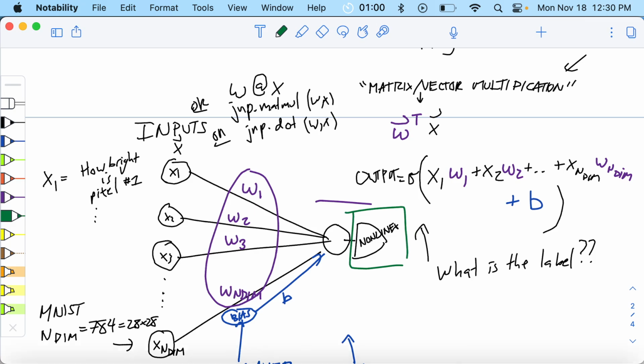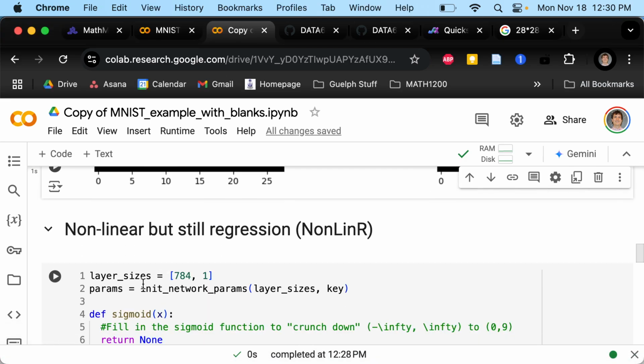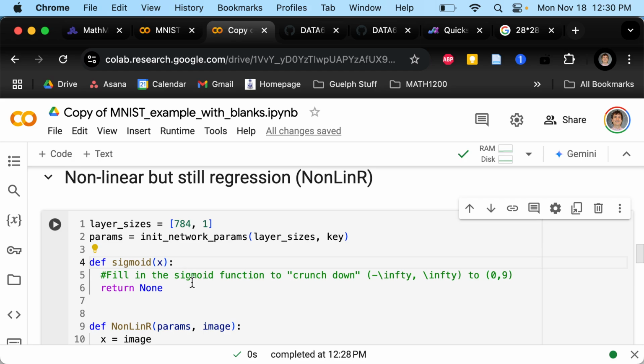So that's the next thing I'm going to do here. I'm going to slap it on. So nonlinear, but still regression. Everything's the same. I'm going to use the sigmoid function to do this. Let me make sure, I think it's jnp.exp. Okay, yeah. jnp.exp of x divided by 1 plus jnp.exp of x. That's the sigmoid function, and it crunches -infinity to infinity to 0 to 1. The sigmoid only does it from 0 to 1.